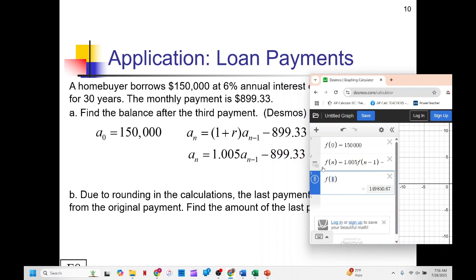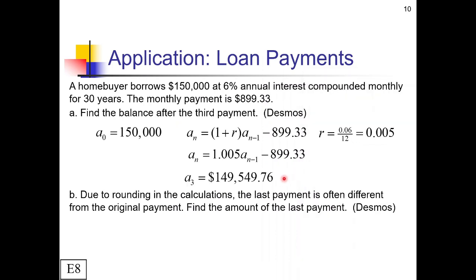So let's skip to f of 3. And that's going to be $149,549.77 if we round that off. There we go. It's important to get it exactly right. Otherwise, the company that loaned us the money is probably going to start going after our assets or something. All right. So that's part A.